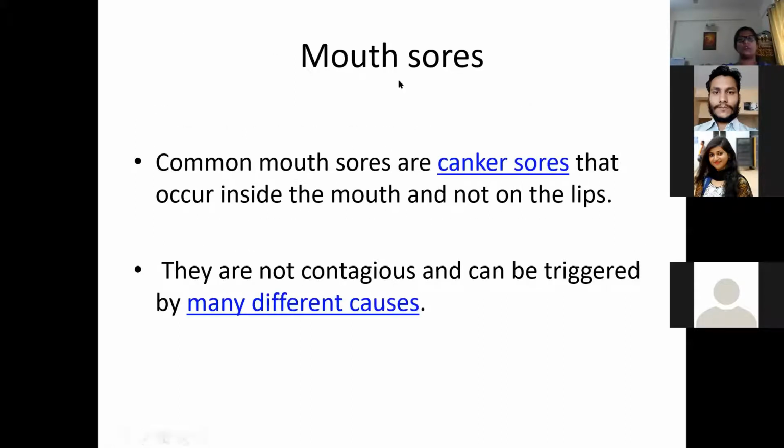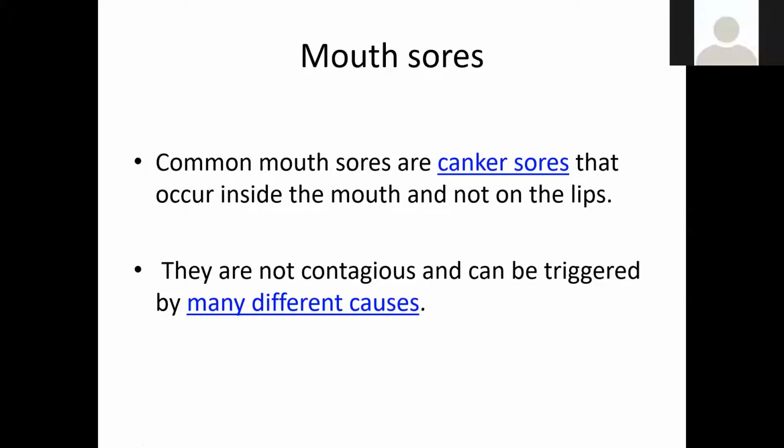Some of the common mouth sores are canker sores that occur inside the mouth. These are not contagious and can be triggered by many different causes. One of the typical sores seen, the common mouth sore, is the canker sore, which occurs inside the mouth and not on the lips. They are not contagious and can be triggered by many causes.